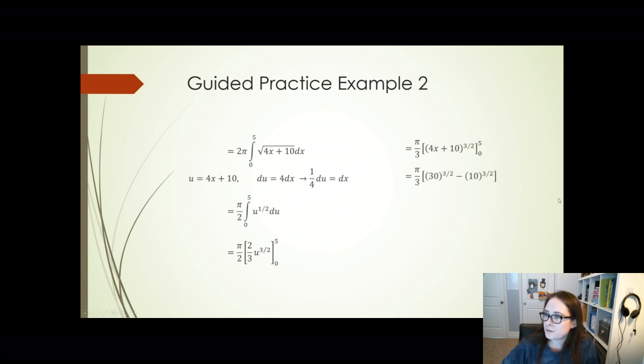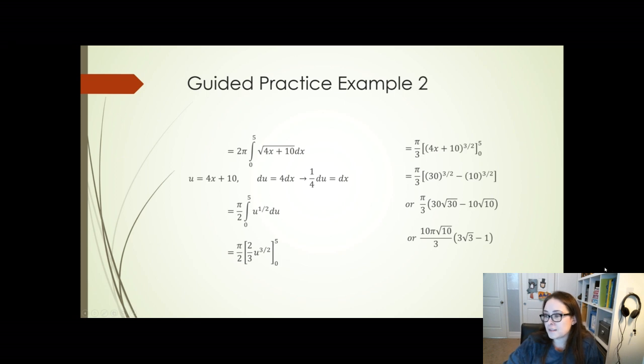So plug in the 5 and plug in the 0. Plugging in 5 will give me 20 plus 10 gives me a 30 to the 3/2. And plugging in 0 gives me just 10 to the 3/2. And then I subtract. I can't really simplify it much more than this. I've got a few different versions for you to look at here. For instance, I can break up the 3/2 and it would simplify it to look like this. So that's one way you might see the answer.